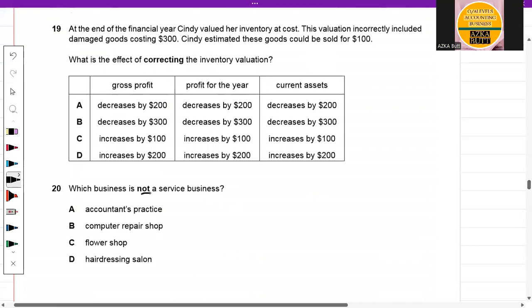Which business is not a service business? So accountant's practice, this is a service business. Computer repair shop, this is a service business. Flower shop, this is not a service business because you are selling a product, not giving a service. Hairdressing salon, this is also a service business. So option C is the right option.